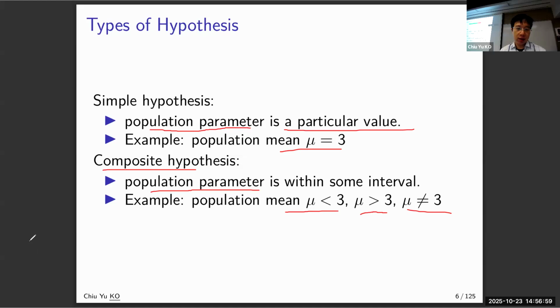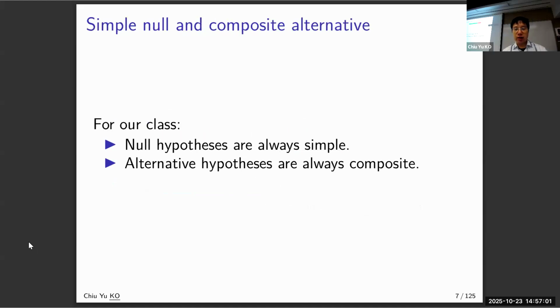Okay. So for our discussion to be manageable, we'll focus on the following restriction. Our null is always simple. Our alternative is always composite. You may ask, how are we going to do if things are reversed? Yes, it can be done, but it's way beyond our class. I don't think anyone in undergrad would study this beyond this scope.